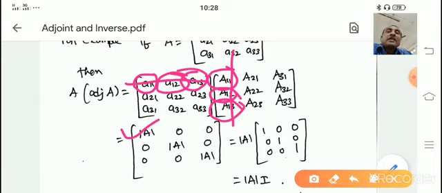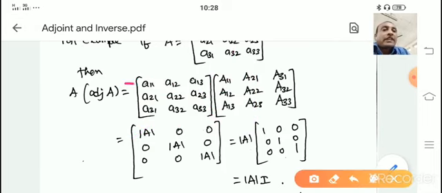If I do not multiply in the corresponding order, if I multiply like this, what happened? You can verify, you will get 0. Because the first row's corresponding cofactors are here, first column, but these are not the corresponding cofactors of the first row. What do you understand? This is the first row. When I am multiplying with the second row, second column, the corresponding cofactors of these elements are not this, these are the corresponding cofactors. Therefore, the determinant becomes 0.